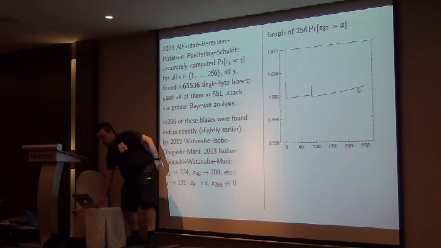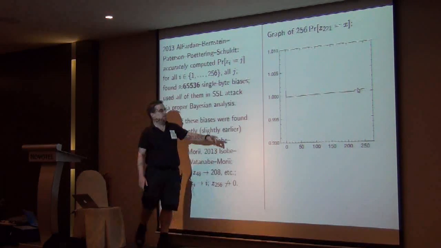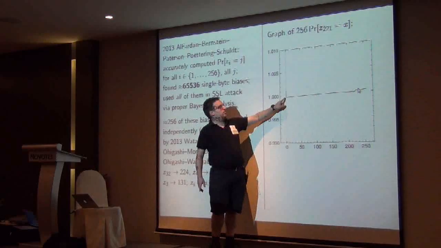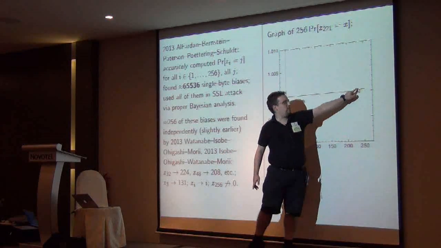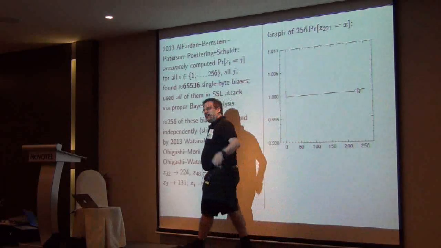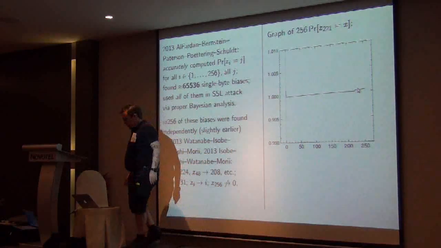And it seems like the biases kind of smooth out as you get to byte 150, 200 or so. Eventually, at byte 221, there's a bias towards 0, a bias towards 221, but it's more biased towards 222, 223, and so on. Then this tilt upward is a very weird effect.